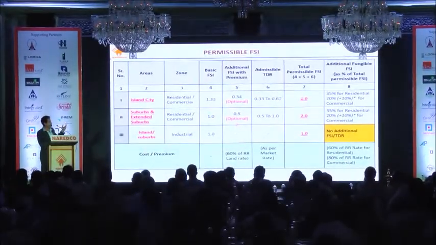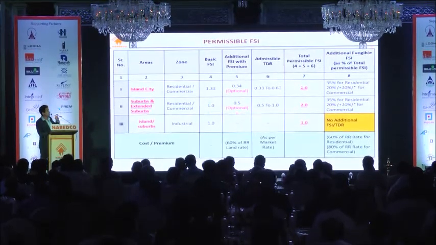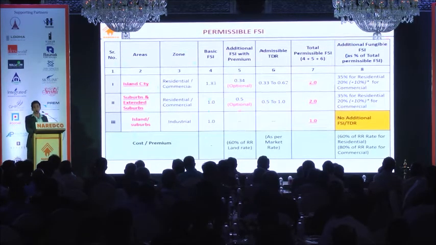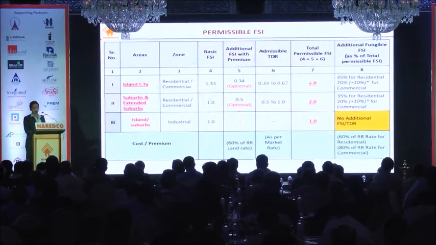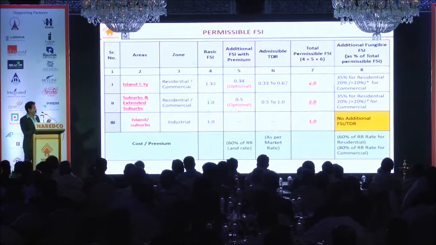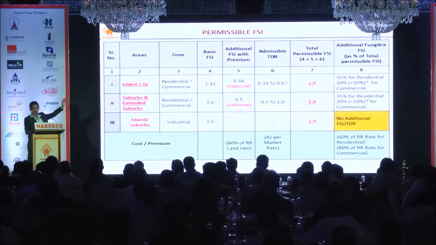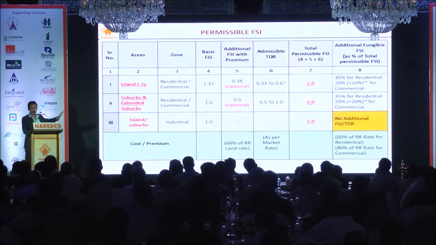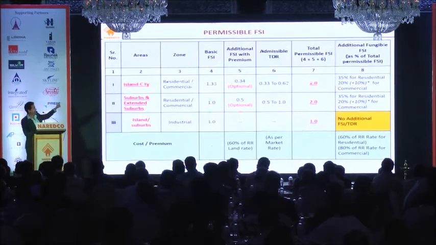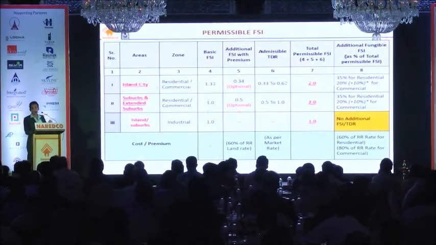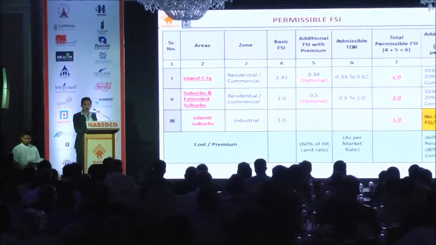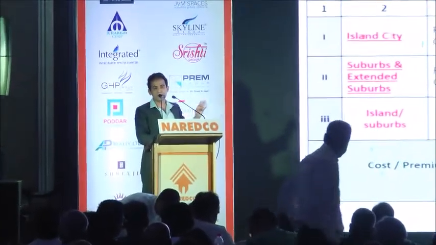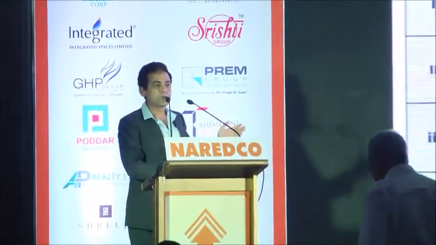FSI, as I mentioned, for suburb and city. One most important thing here is the additional FSI with premium. This premium, everybody knows, is 60% of the RR rate, and deep down in Mulund, Bhandup, you can't afford government FSI. So it's all going to be a TDR game, because government FSI, which is 0.34 in the city and 0.5 in the suburb, is going to be much more expensive than TDR, but they have made it optional. So it's all going to be TDR, and I suppose government FSI is going to be hardly bought by anyone.